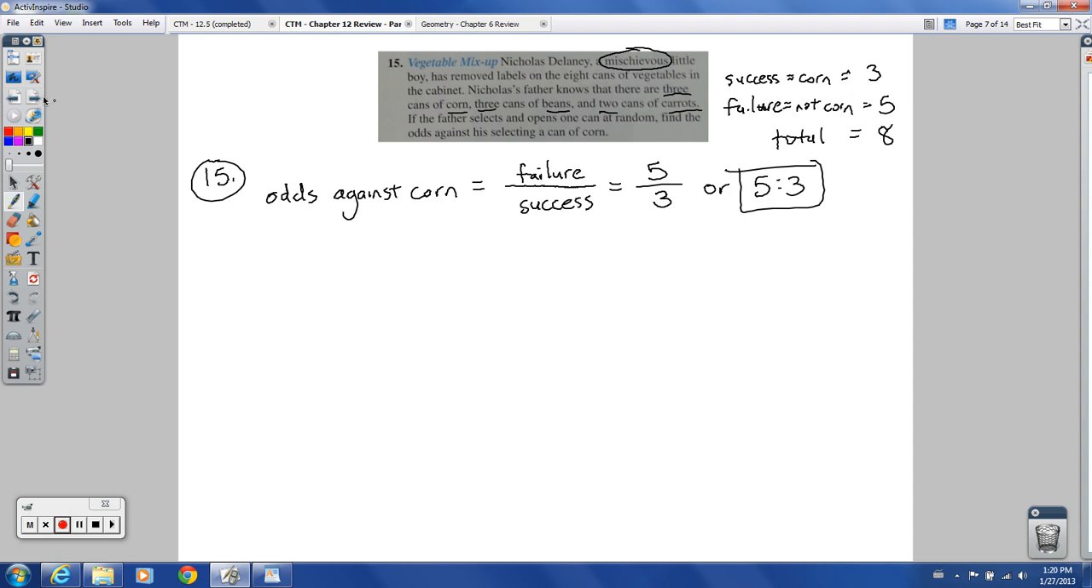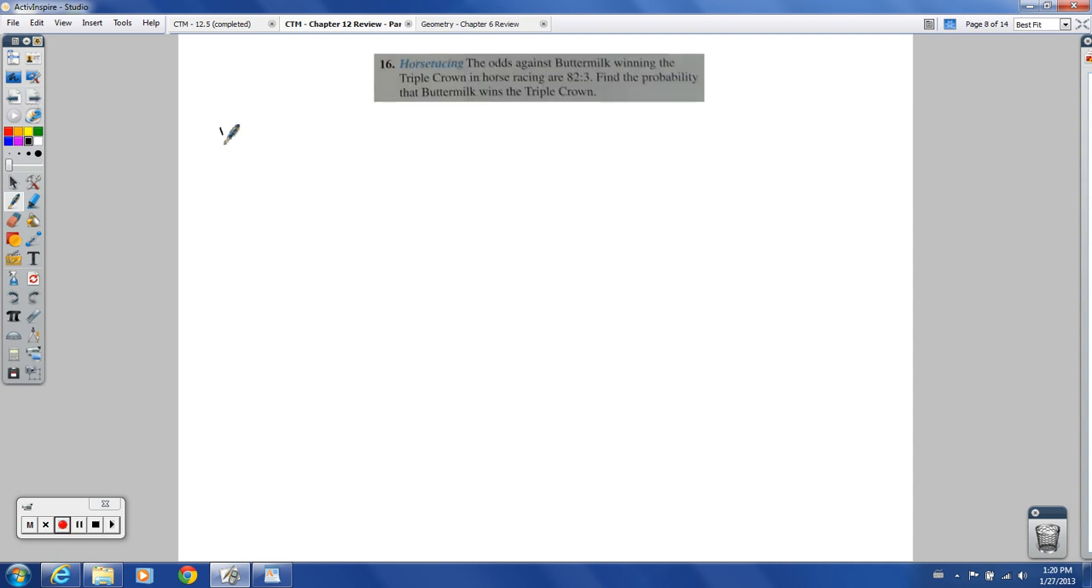Yep. Number 16, horse racing. We got the odds against Buttermilk winning the Triple Crown in horse racing are 82 to 3. Find the probability that Buttermilk wins the Triple Crown. So in this case, if you have it listed like this, here we have odds against. So that means this is the ways to fail and this is the ways to succeed.